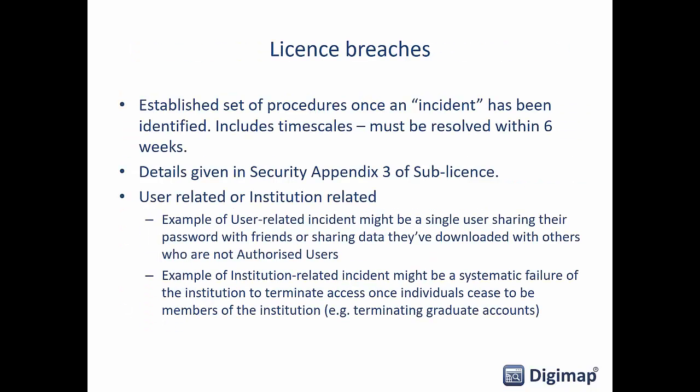There is an established set of procedures once a breach incident has been identified. Timescales are also limited to 6 weeks. We understand that that isn't always possible, and therefore keeping in touch is the way we keep on top of that. All the details are given in Appendix 3 of the sub-license. These tend to be either user-related incidents or institution-related incidents. So, for example, an incident relating to a single user might be somebody sharing their password with friends or sharing data which they shouldn't have done. An institution-related incident might be more of a systematic failure on the institution's part to, say, switch off users when they graduate.